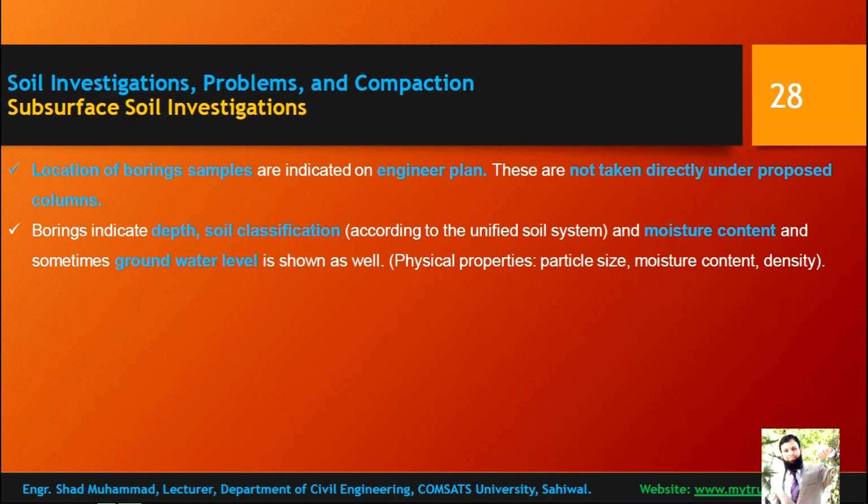At the site they are going to be taken, and the boring indicates depth, soil classification according to the Unified Soil system, and moisture content, and sometimes the groundwater level is shown as well. Physical properties such as particle size, moisture content, and density are also shown. Depth, soil classification, moisture content, and physical properties are shown on the boring.